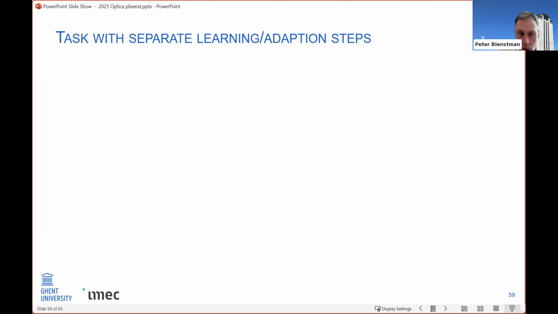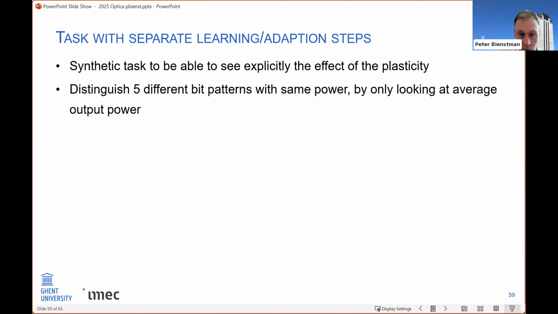We're going to look at an extremely contrived task with very separate learning and adaptation steps. It's a task which is not useful at all, but it's a task that hopefully gives us some insights into what's happening and whether or not it can be useful to have self-adaptation. So the task is the following.